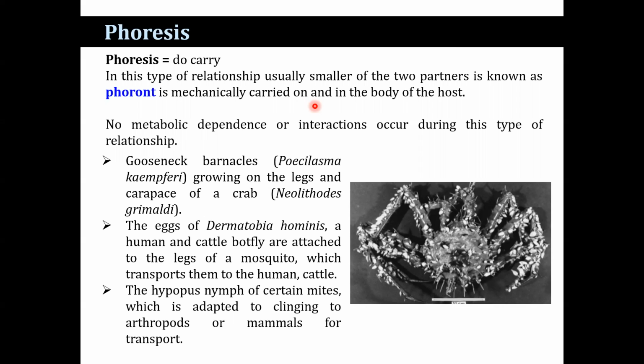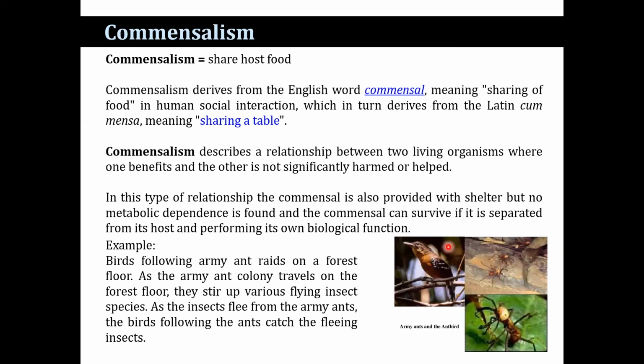Goose barnacles that are growing on the legs and the carapace of a crab are a very good example of phoresis. And another, the eggs of Dermatobia hominis, the human and cattle botfly, are attached to the legs of a mosquito, which transports them to the human or cattle. And hypopus stages of certain mites are adapted to clinging to arthropods or mammals for transport. Those are the examples of phoresis.